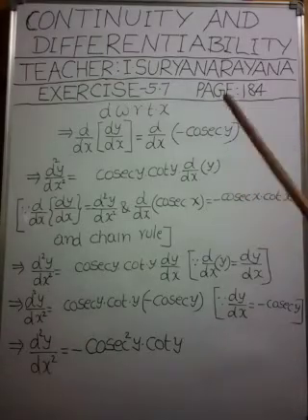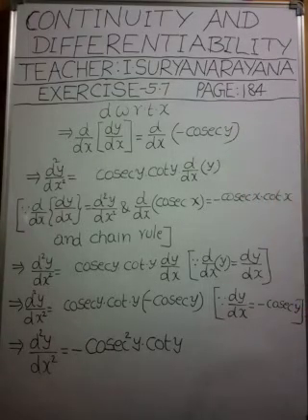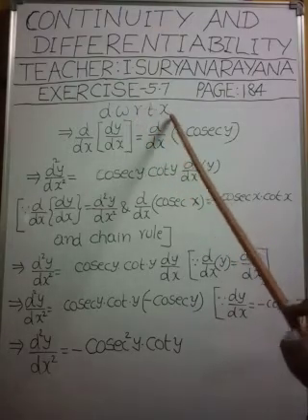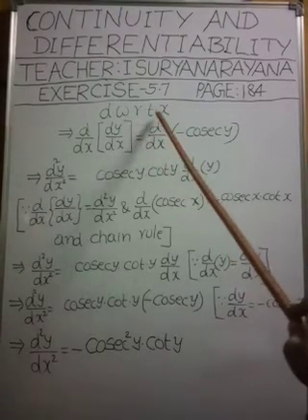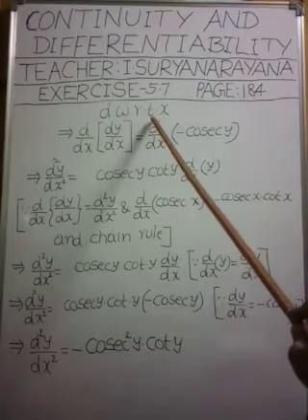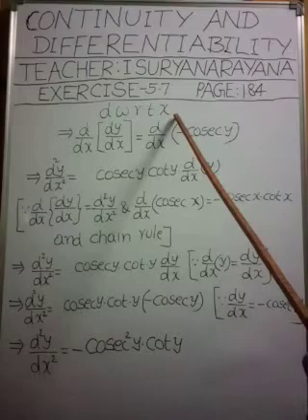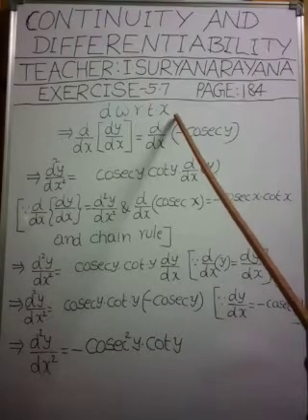We have found dy by dx. Now we are going to find d square y by dx square. That is why we are differentiating with respect to x. Observe this sentence, my children. We are not differentiating with respect to y. Here we are differentiating with respect to x only. Understood this step, my children?